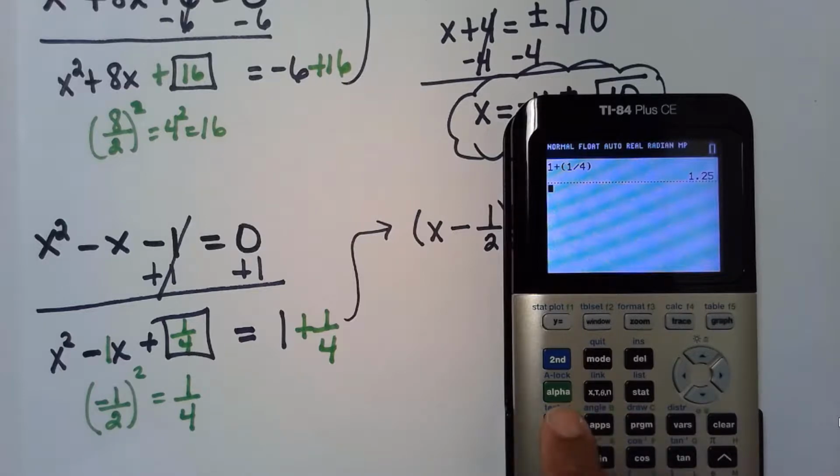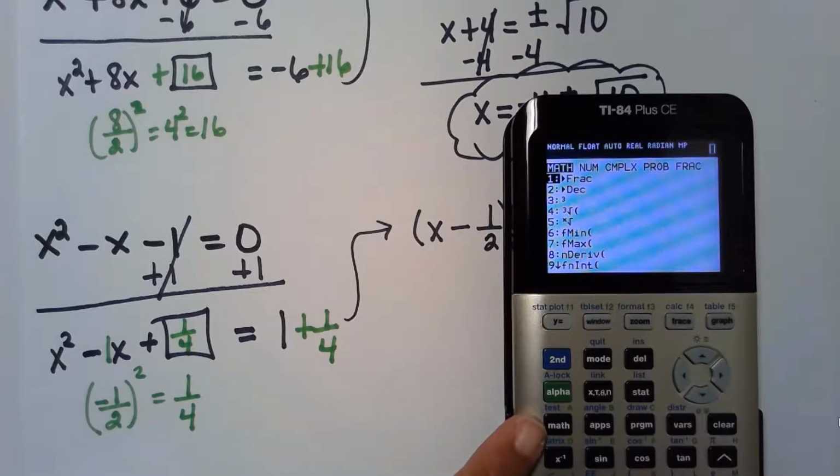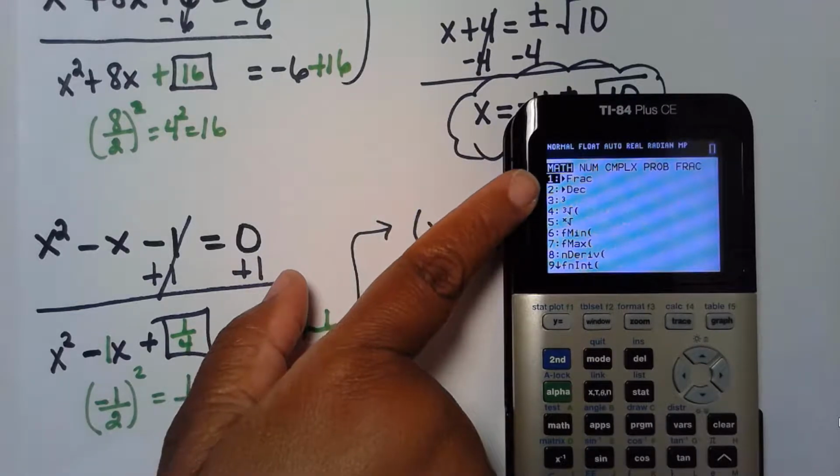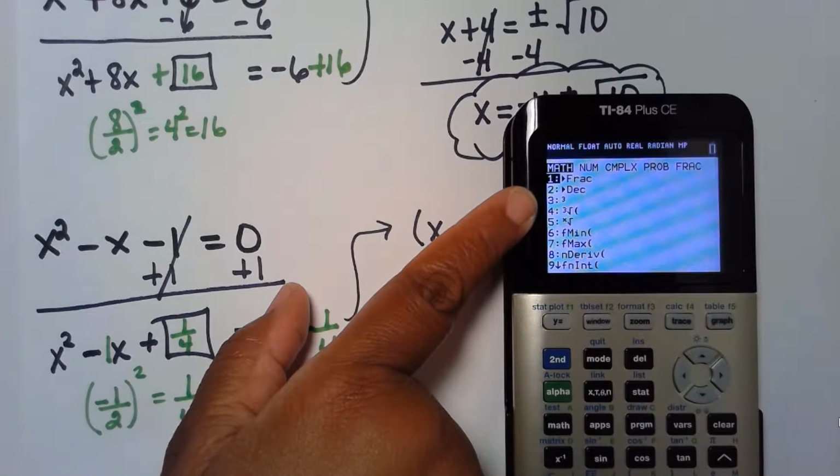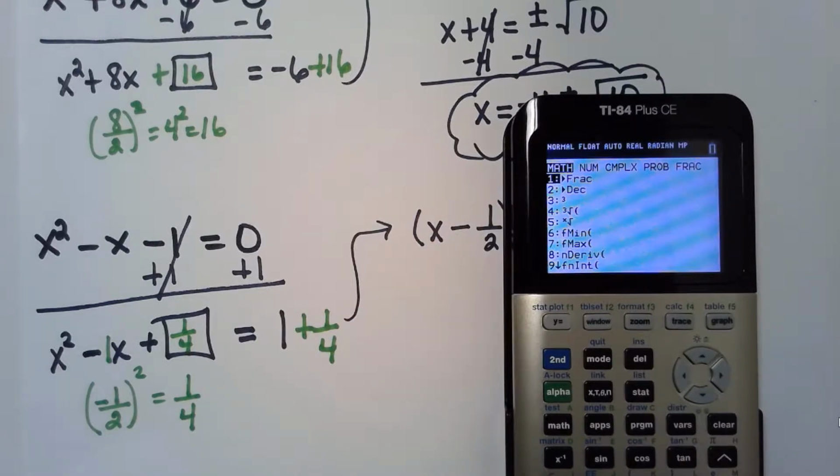So I'm going to have my calculator convert this decimal to a fraction. I press the math button, and then under the math heading, you see number 1. You're telling the calculator to convert your last answer to a fraction. So you can press 1 or you can press enter. So it's 5/4. The equivalent of 1.25 as a fraction is 5/4.